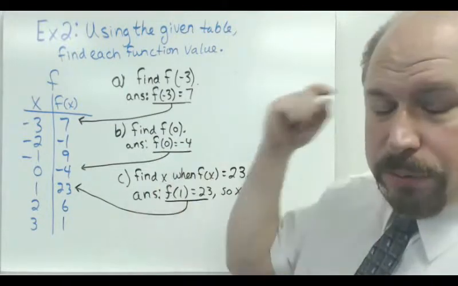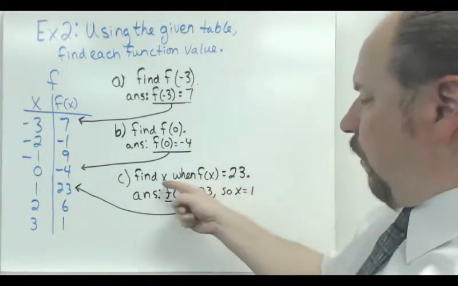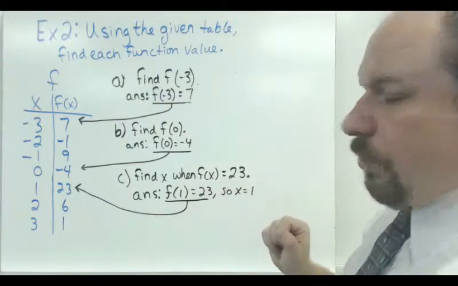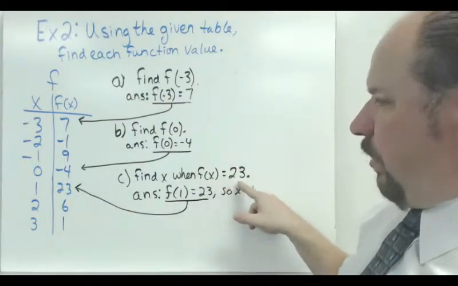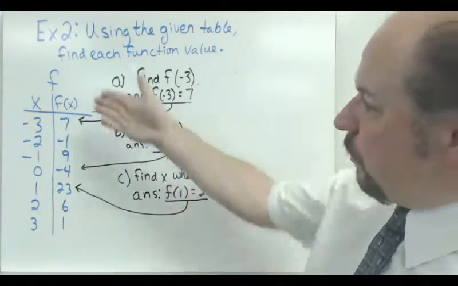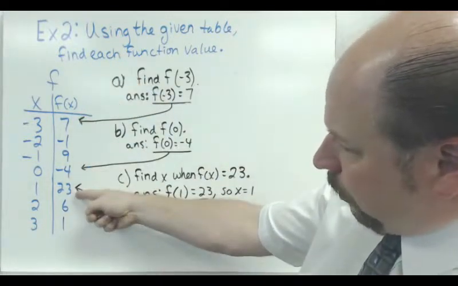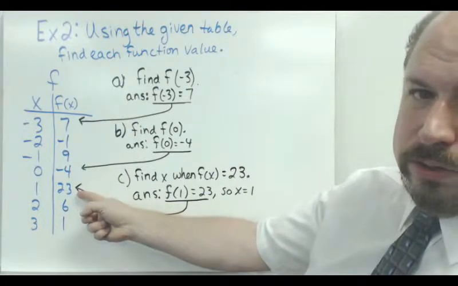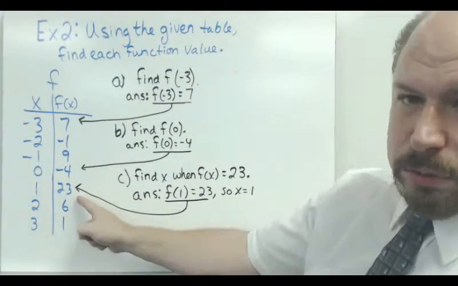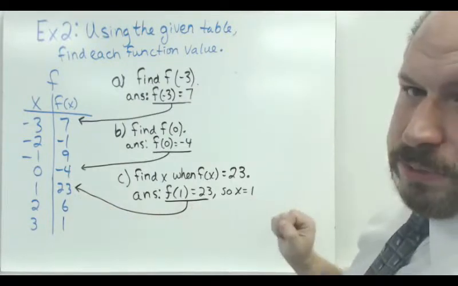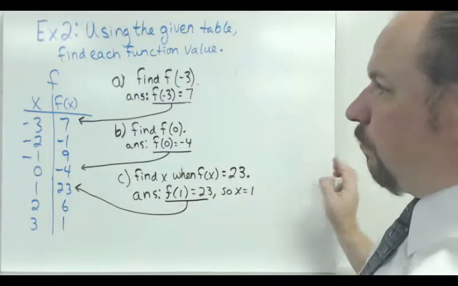Okay, in example C, we can work with it the other way. Find x when f of x equals 23. So this time we're going to look on the side of the column where f of x is. f of x is 23 right here, and so we're looking for what that x value is. Well, f of 1 is equal to 23, so x must be 1 in this case.